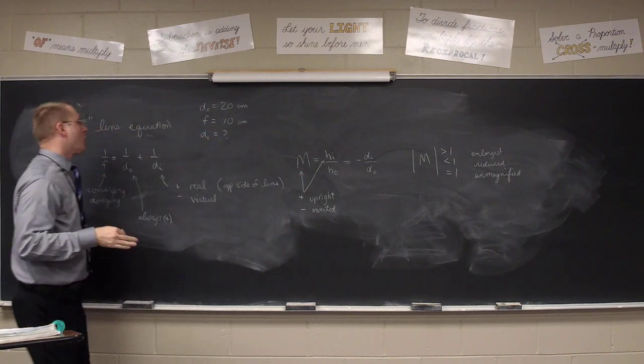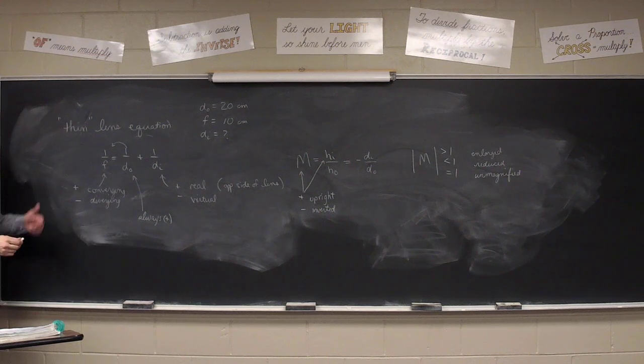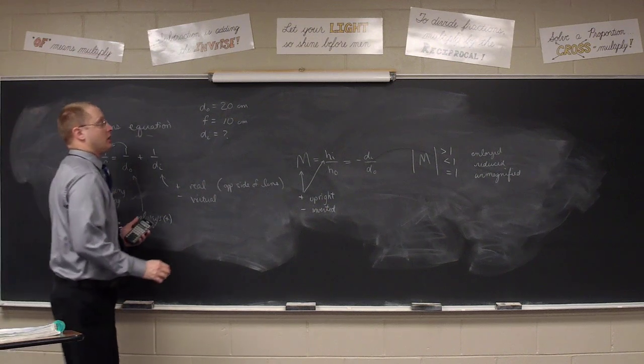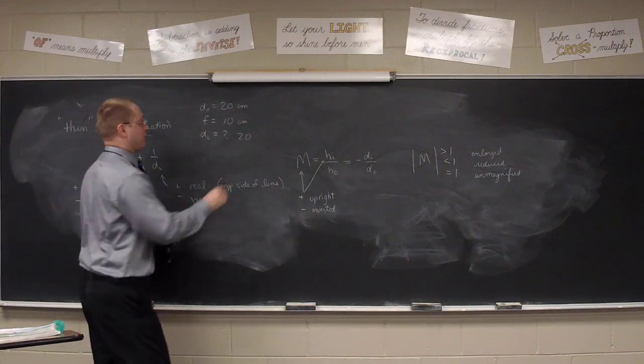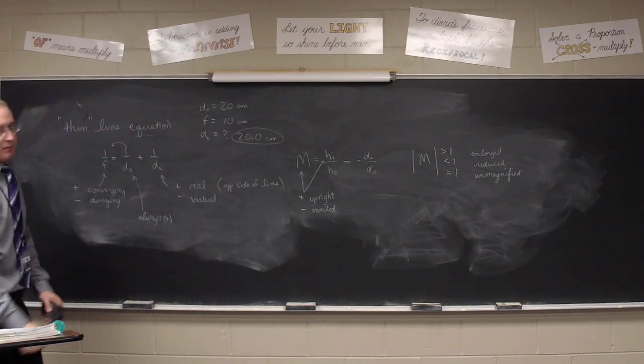What's the D sub I? Well, like before, we'll move the D sub O over as a negative 1 over D sub O, and we'll use reciprocals. So on your calculator, we'll take the reciprocal of the focal length minus the reciprocal of the D sub O, and we'll take the reciprocal one more time. And what do we get for the image distance? 20, and it's 2 sig figs, right? Nope, 3 sig figs, 20.0 centimeters is our image distance.